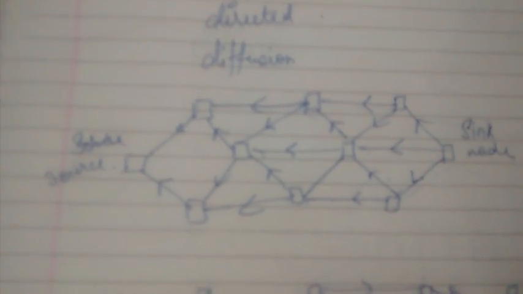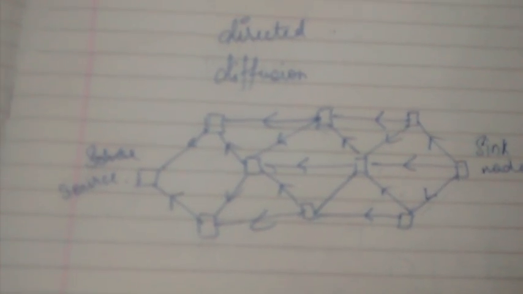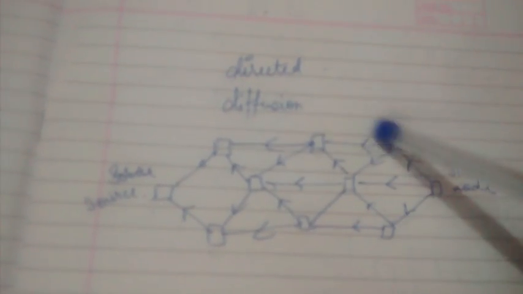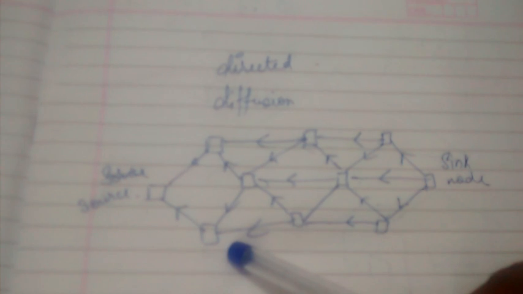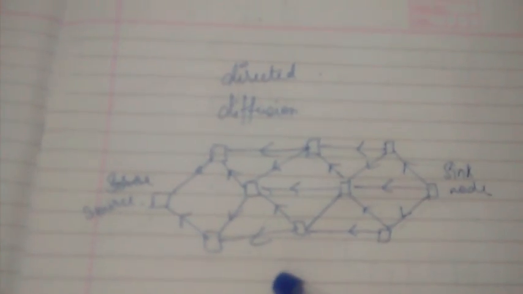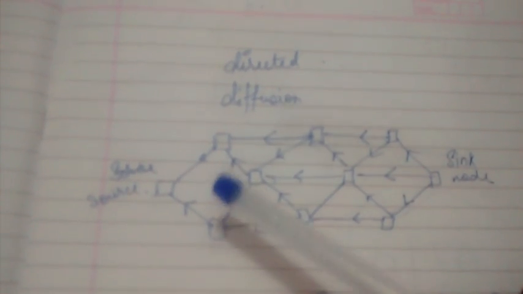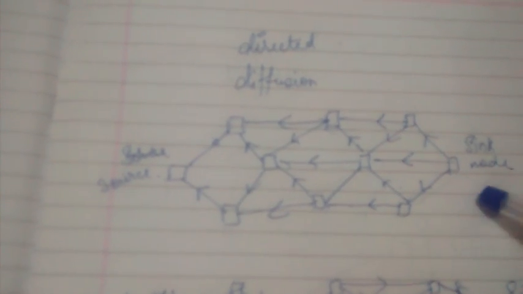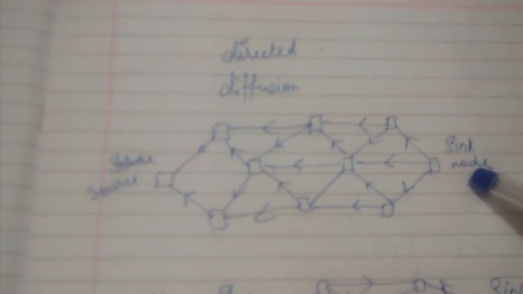In this video I'm gonna tell you what is a directed diffusion. So all these nodes are the sensor nodes, and each of the nodes is having some particular interest. So for example, each node is trying to identify a horse. So sink node wants the data from these nodes.